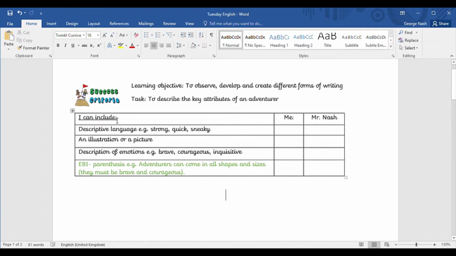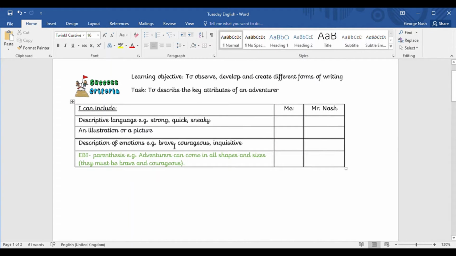So I've put here to include some descriptive language. For example, strong, quick, sneaky. An illustration or a picture, so that's something you've either drawn or you maybe found off the internet. Description of emotion: brave, courageous, inquisitive. Okay, inquisitive meaning that they're interested in finding things out. And I've said if possible, could you include some parenthesis? Adventurers can come in all shapes and sizes. They must be brave and courageous, in parenthesis there.